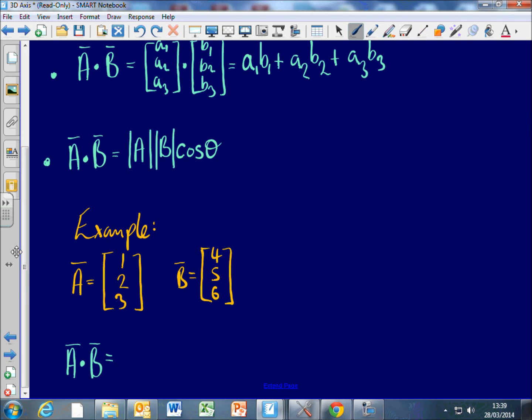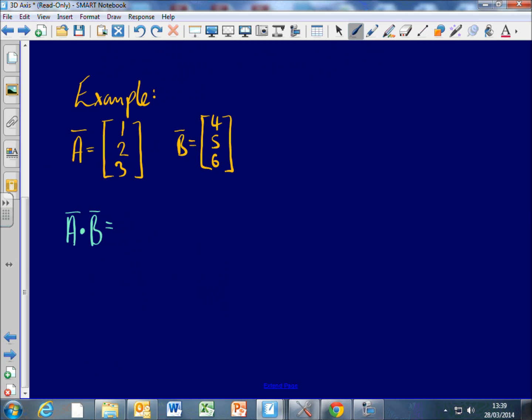So let's have a look. I'm going to do the dot product on A and B. So this is going to be 1 times 4, which is 4, plus 2 times 5, which is 10, plus 3 times 6, which is 18. Do you agree? So I've got my dot product of A and B gives me an answer: 14 plus 18, 32. Okay, so the dot product of A and B is 32. Gives me a number. Okay? Do you agree with that?